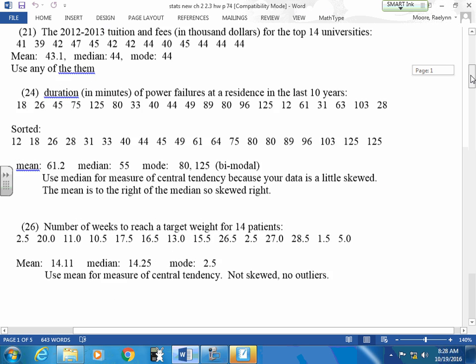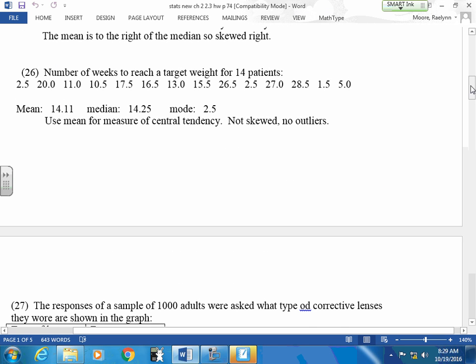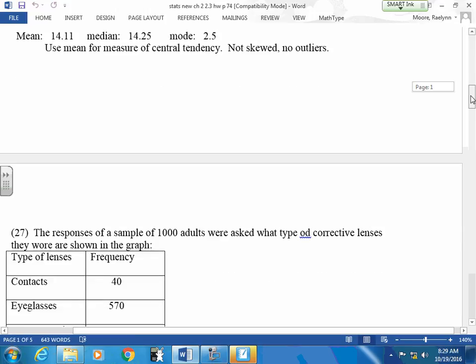Okay. Again, your mean and your median are darn close to each other. So in this case, you can use either one. It's not skewed and there are no outliers. Pretty soon we learn a formula for outliers, but right now we just eyeball it. What's best is to put it in your calculator and sort it. It puts it in order for you, and it's easier to look at when it's in order. Stop me if you have any questions.